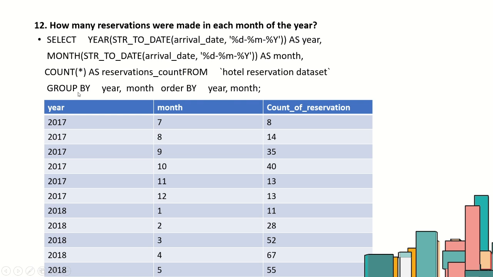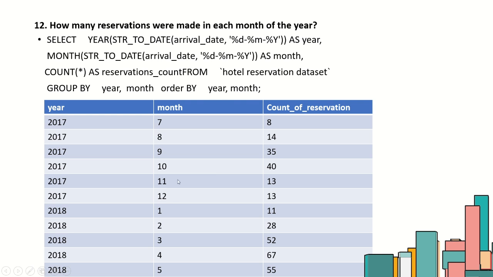Then I have used group by and order by, where I have ordered first by year and then by month. So in the output you can see that the output is ordered first by the years and then the corresponding months, and then the count of reservations is given. We can see that the count of reservations in July is 8, and then it has been increasing since then till the month of October.